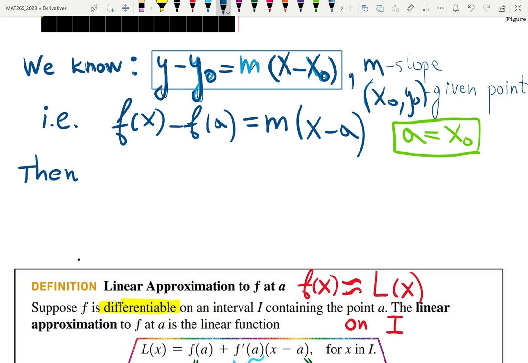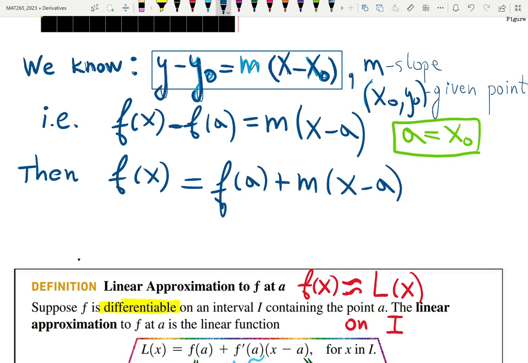Check it out. We will have f of x equals, many of you are writing it down already this way, I saw it on exams, f of x equals, I'm going to move f of a to the right: f of a plus m times x minus a. That's the formula. The only thing that is new now, that needs to be changed, is f prime at a. So m is your derivative at a. That's your slope.